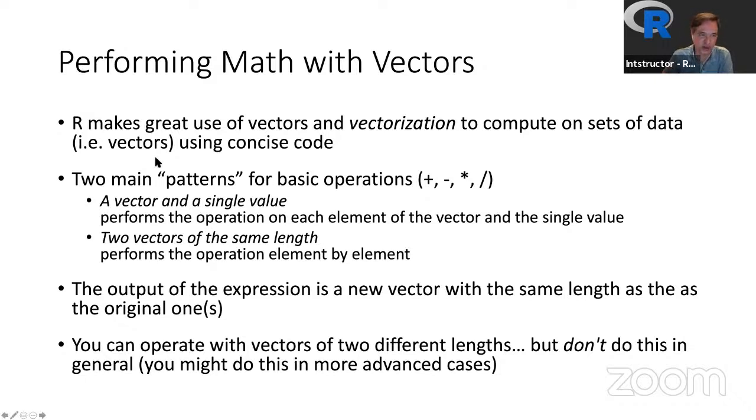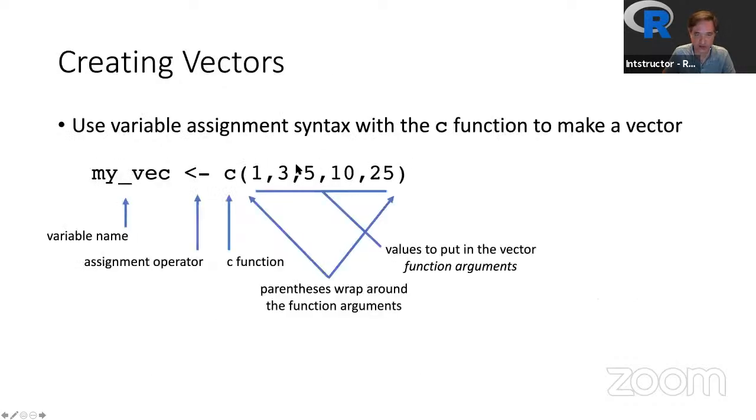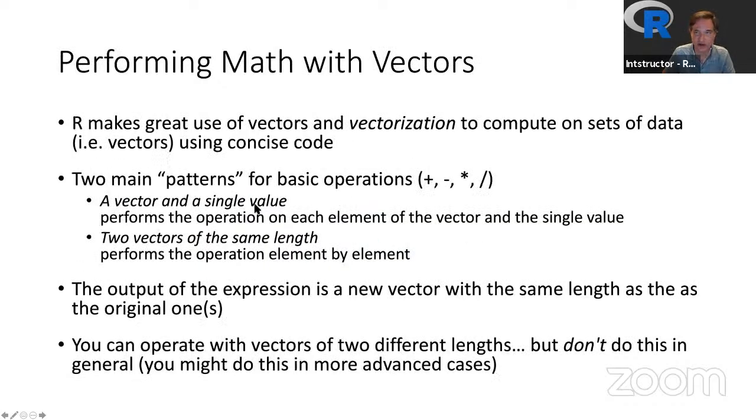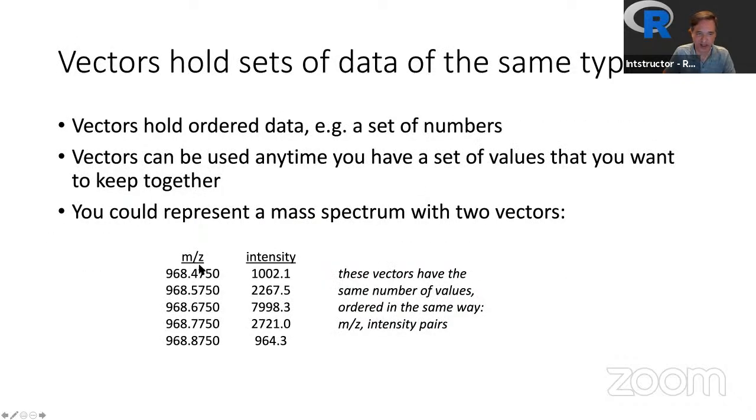There's one pattern where you take a vector, remember, a vector has multiple values, and you add to it a single value. Or you take vectors that are, importantly, of the same length. Just like our mass spectrum example that had multiple vectors, these vectors should be the same length.